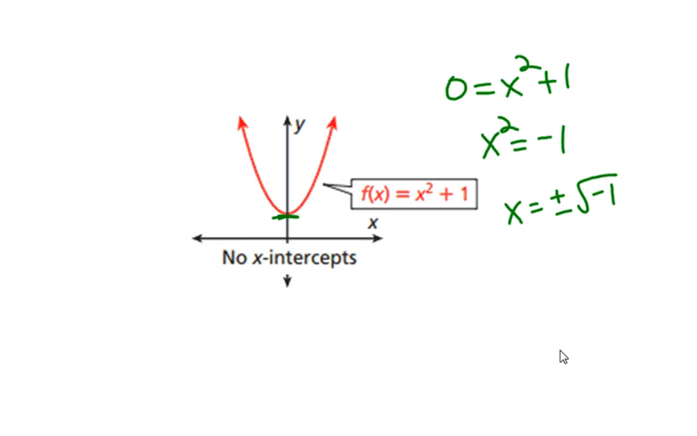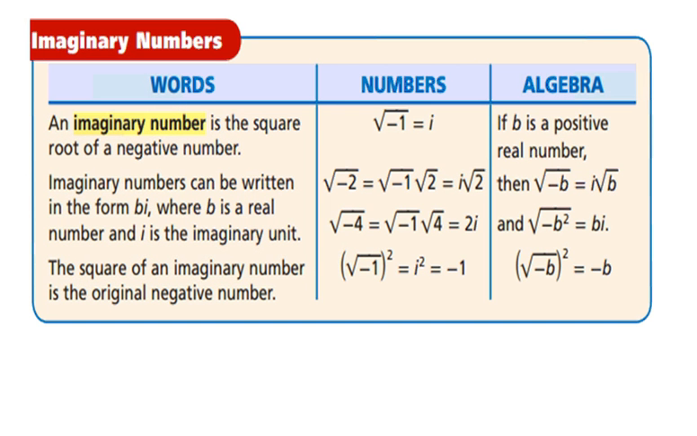And here's where the trouble starts, because that isn't a real number. There's no way that we can multiply two things to get a negative number, or two of the same things, I should say. That brings us to an imaginary number. So it's the square root of a negative number. The square root of negative 1 is called i.